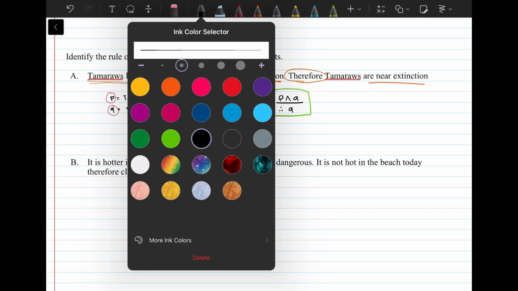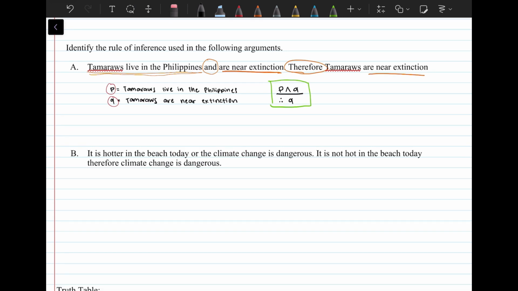Now let us analyze the next argument given. It is hotter in the beach today, or the climate change is dangerous. It is not hot in the beach today, therefore climate change is dangerous. So within this argument, there are two major thoughts. It is hotter in the beach today, and the climate change is dangerous. So we have to assign which of the following thoughts are P and Q. So for my P, I have assigned it is hotter in the beach today. And for my Q, I have assigned the climate change is dangerous.